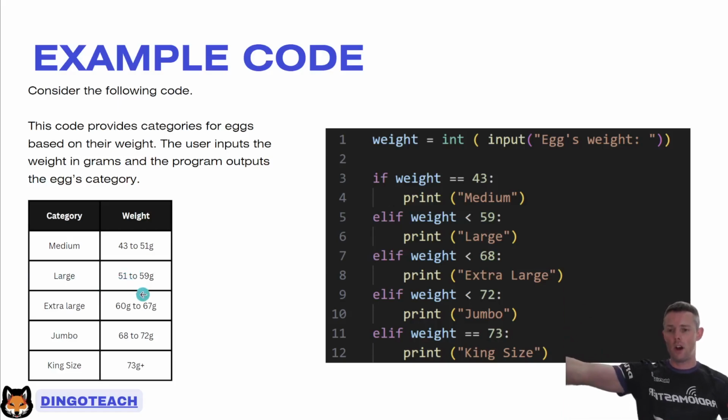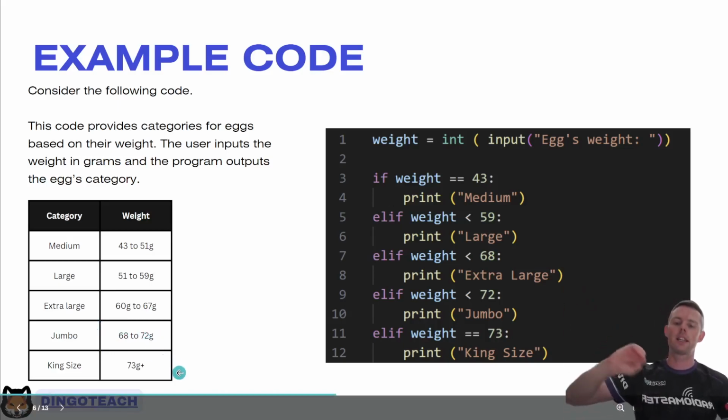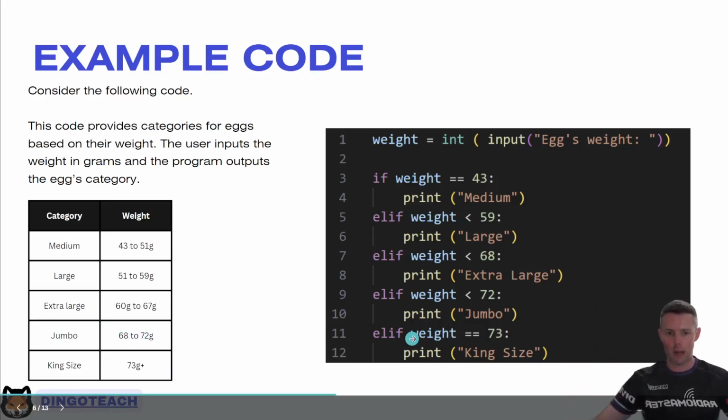Large is 51 to 59. Then extra large is 60 to 67. Jumbo is 68 to 72. And then king size is anything 73 or above.